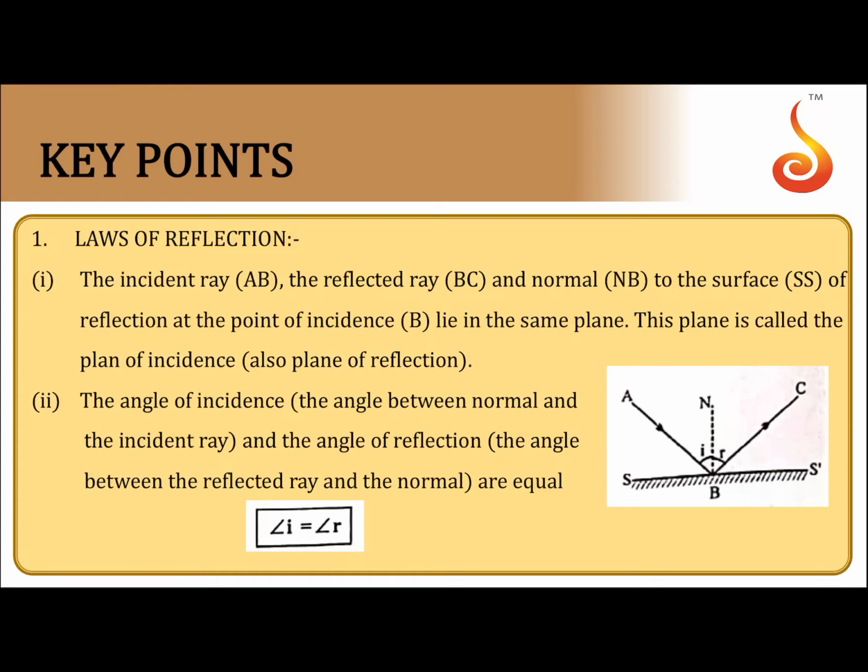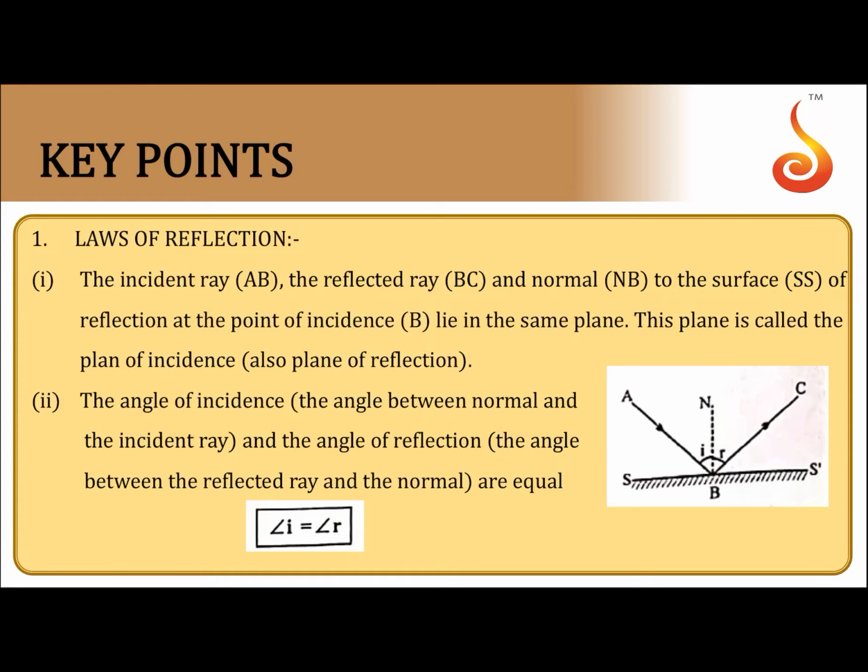Let us begin with the key points of ray optics. We know that reflection and refraction are two important phenomena of light when light is described as a ray. We can say that reflection and refraction are nothing but signs of image formation. Let us first understand the key points of reflection. There are two laws which govern this phenomenon.